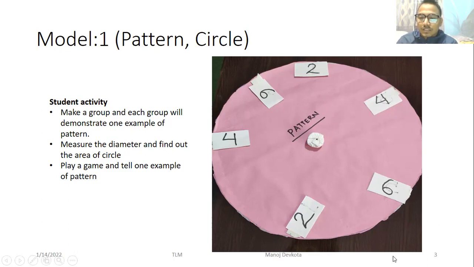We can also play a game and give one example of pattern. We can name one student 2, another student 4, another 6, and another student again. Maybe we can make two students number 2, then keep 1 here and 1 here, and make a pattern using students. This will be a good game, and they will also learn while playing it. While learning, they will also play a game, and it will be fun.